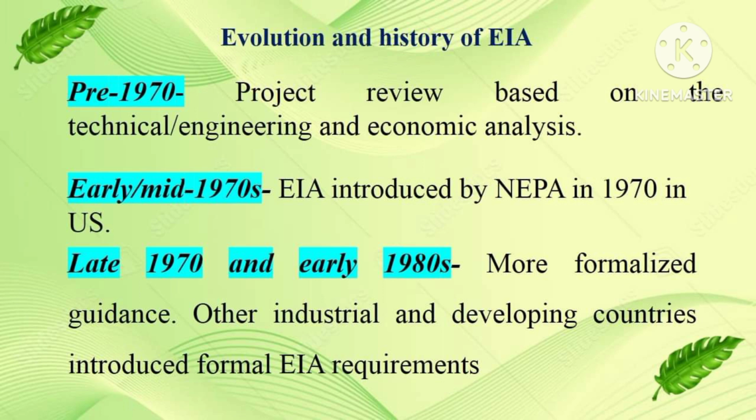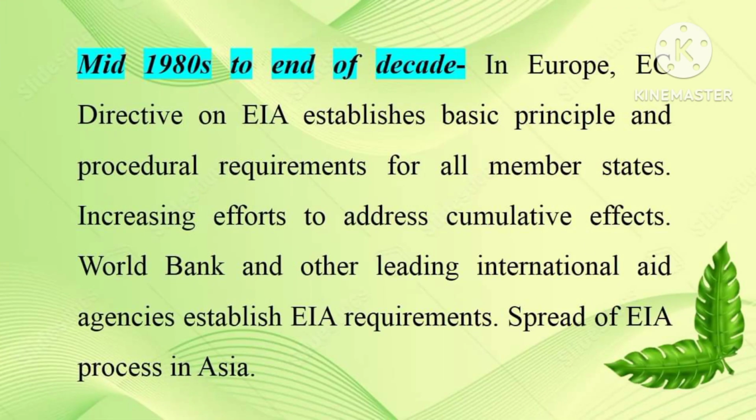Evolution and history of EIA. Pre-1970, project review was based on technical engineering and economic analysis. In the early to mid-1970s, EIA was introduced by NEPA in 1970 in the US. Late 1970s and early 1980s, more formalized guidance, and other industrial and developing countries introduced formal EIA requirements. Mid-1980s to end of decade. In Europe, the Directive on EIA establishes basic principles and procedural requirements for all member states.